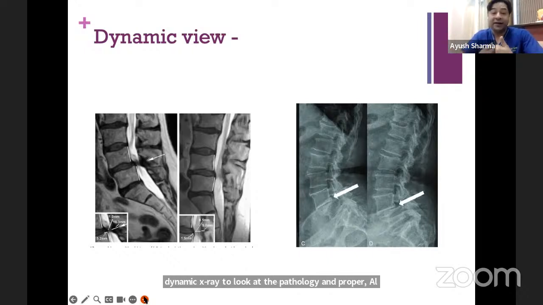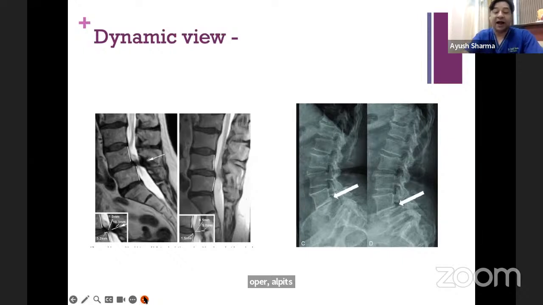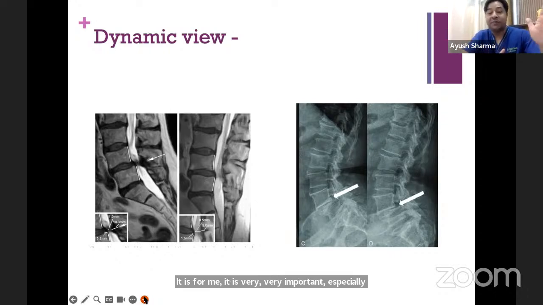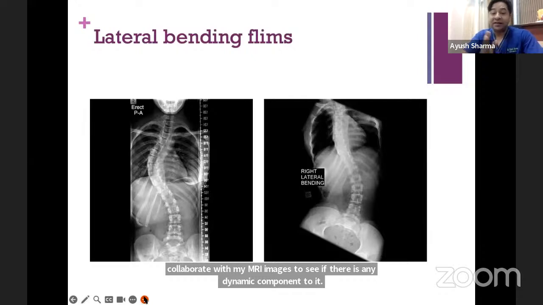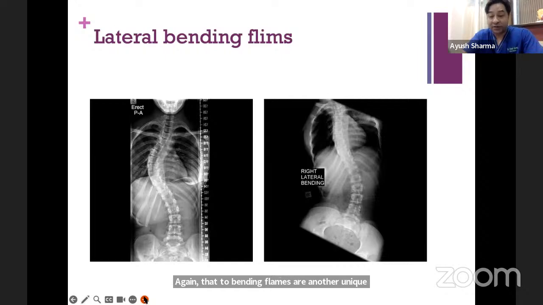For me, it is very, very important, especially when I'm looking at cervical myelopathy cases. I extrapolate those X-ray images and correlate them with my MRI images to see if there is any dynamic component to it. Again, lateral bending films are another unique set of films. They let you judge the pathology and the treatment protocols.